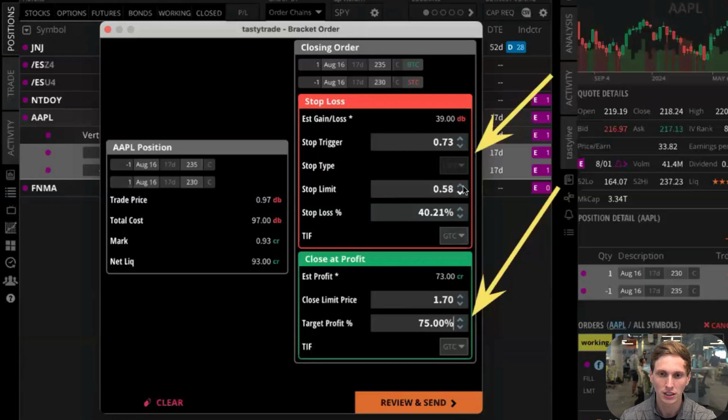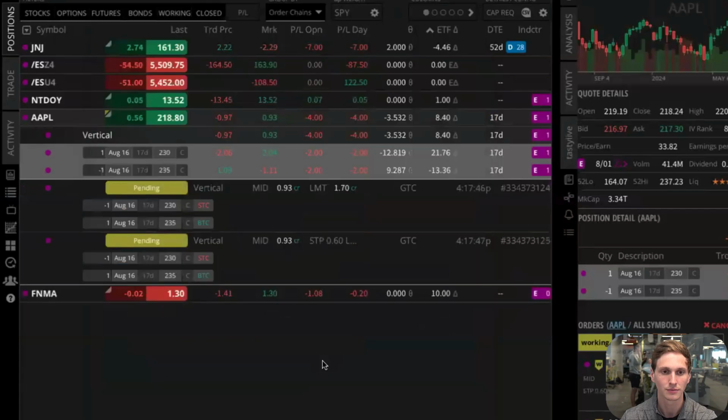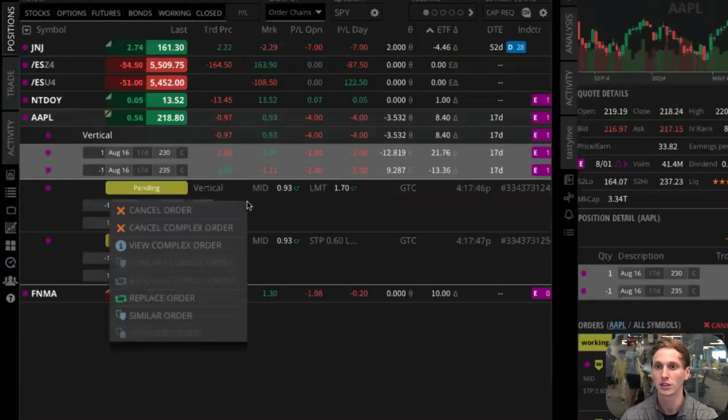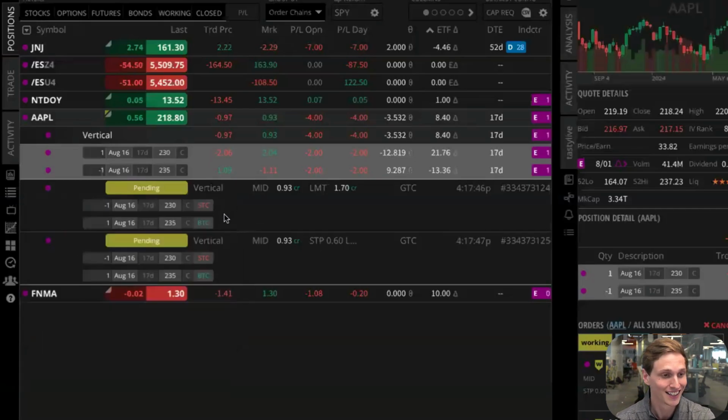And then additionally, we can adjust our stop limit a little bit, or our stop trigger. So maybe we'll go down to 60 there. We'll set the stop limit at 58, so right around 40%. And then once you're ready to ship this off, you can go to review and send, get a quick breakdown on your trade, and send it off. And now we'll see that working bracket order in our positions tab. At any point, like I was just showing earlier, you can right click and cancel these orders or look to replace them, or you can view the order in its entirety. That is placing an OCO order.